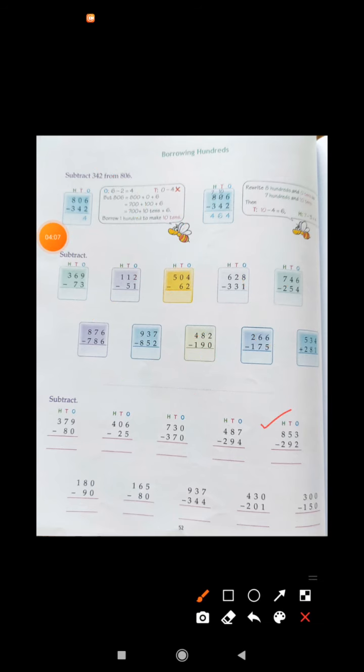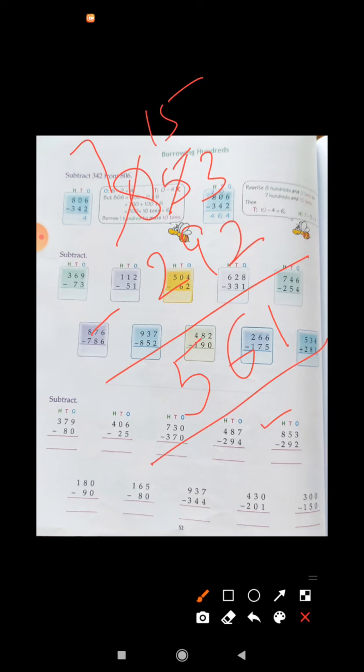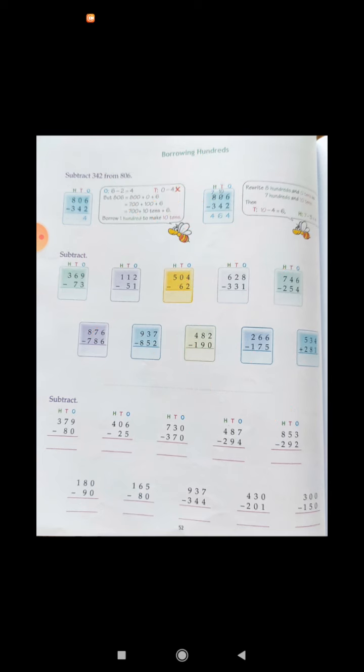Now this one you see, 853 minus 292. Subtract the ones, 3 minus 2 is 1. Now you can see when you subtract the tens, 5 is less than 9, you have to take borrow from 8 and here will be 15 and here 7 remaining. 15 minus 9 is 6 and 7 minus 2 is 5. The answer is 571.